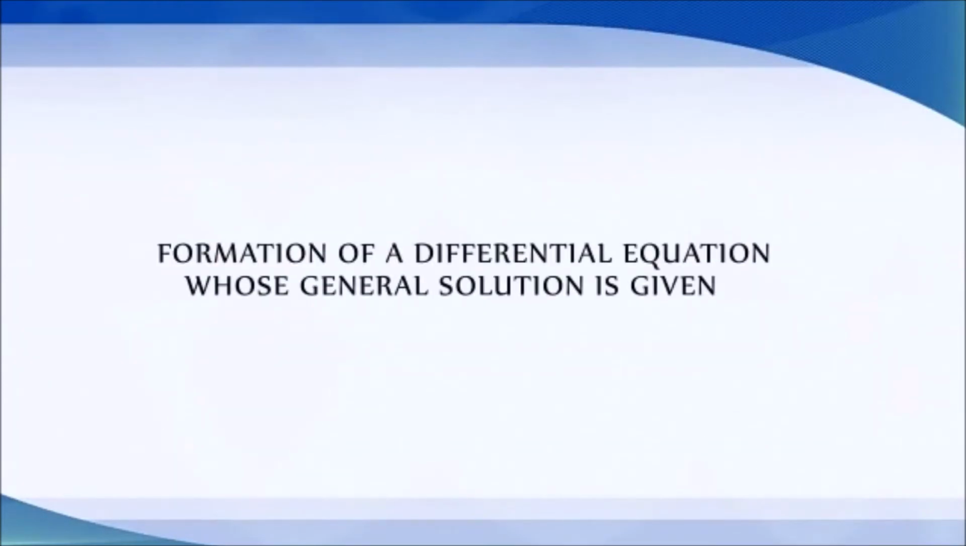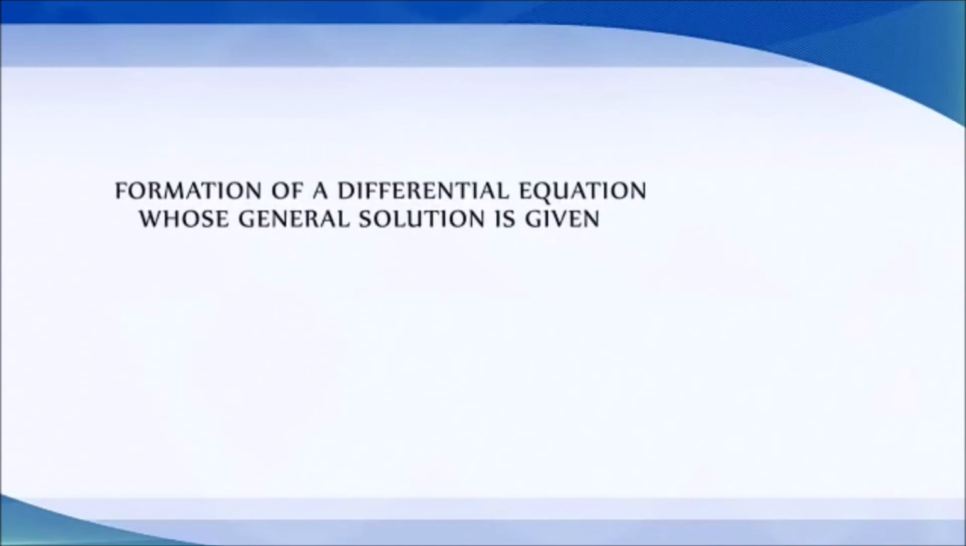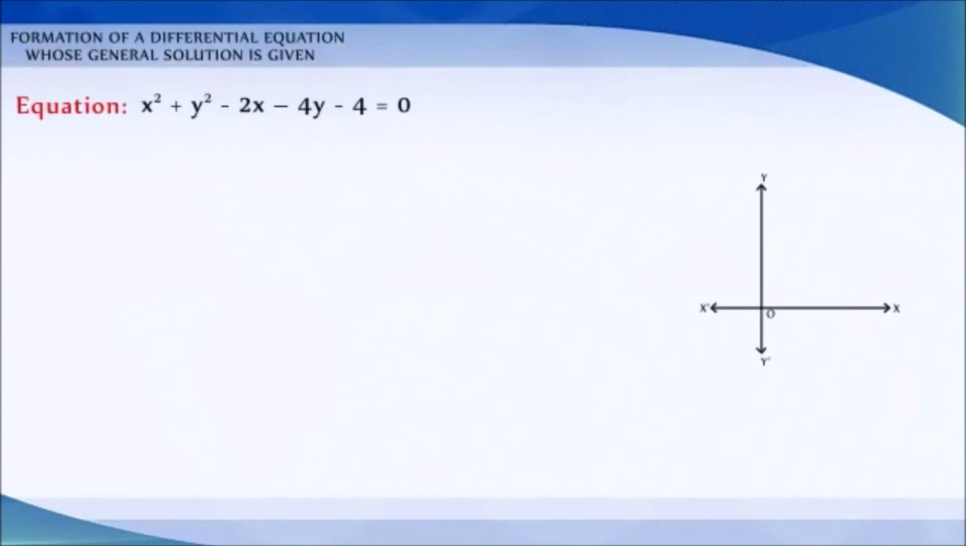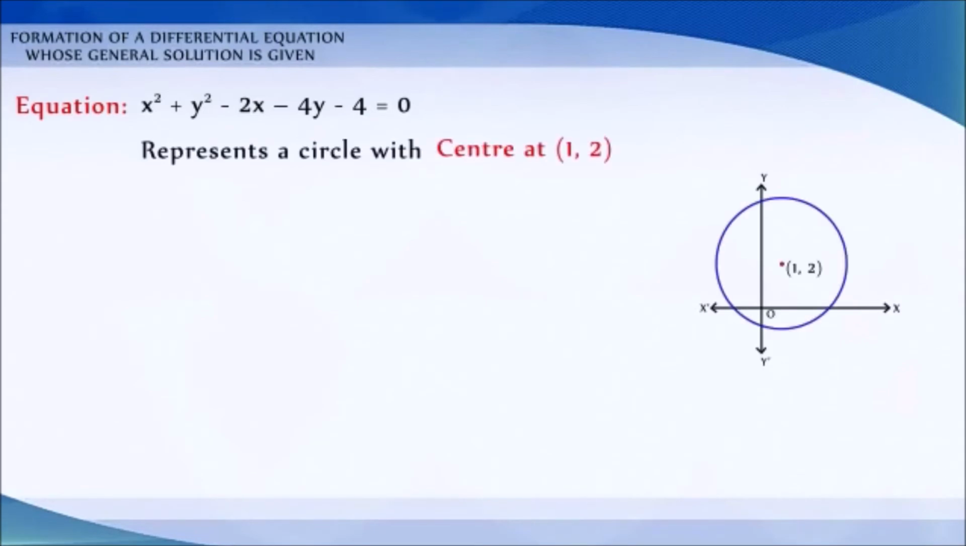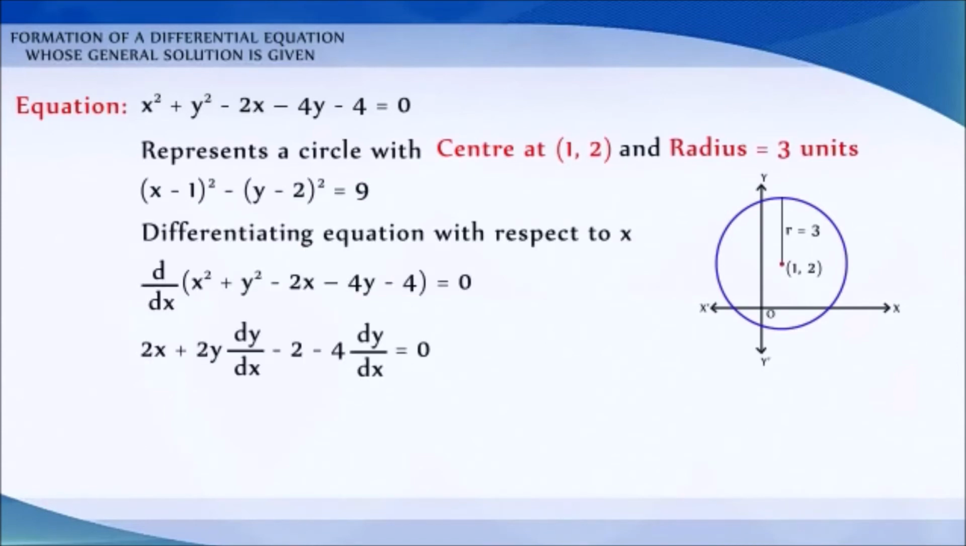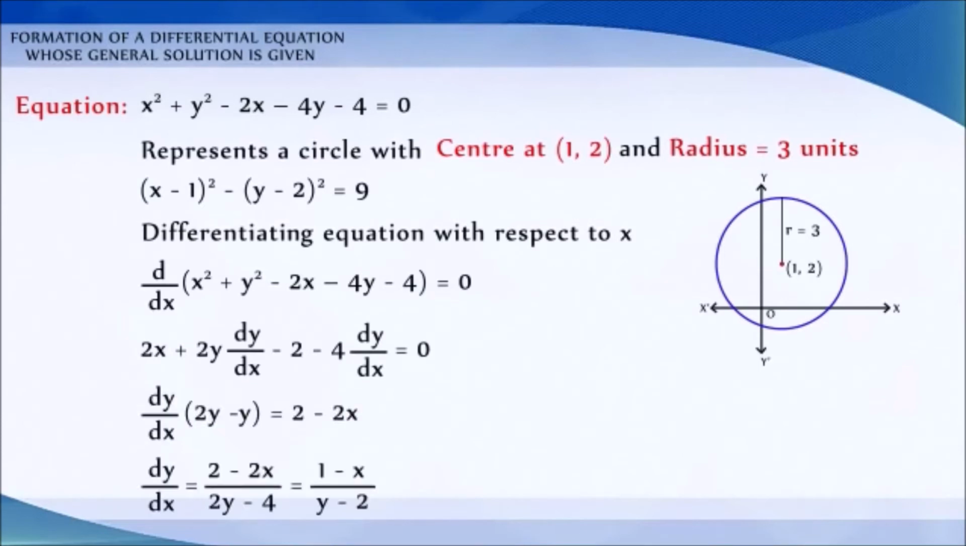Formation of a differential equation whose general solution is given. We know that the equation x² + y² − 2x − 4y − 4 = 0 represents a circle with center (1, 2) and radius 3 units. Differentiating this equation with respect to x, we get dy/dx = 1 − x/y − 2, which is a differential equation.